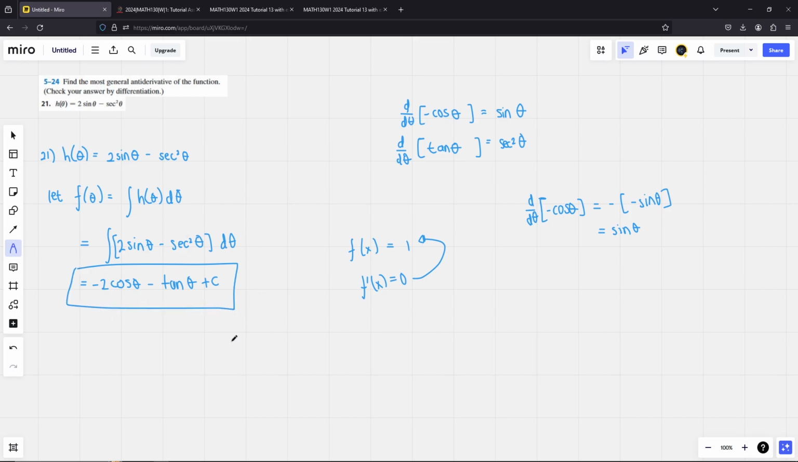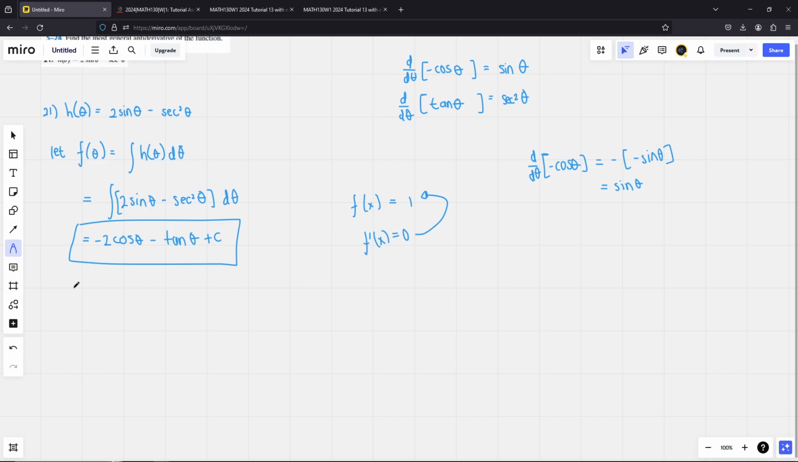for number 21. Now they also told me to check my answer by differentiation. So I said, well, this function is f of theta, so taking the derivative of f with respect to theta, now this derivative must give me h, this function. That's how I know it's correct.